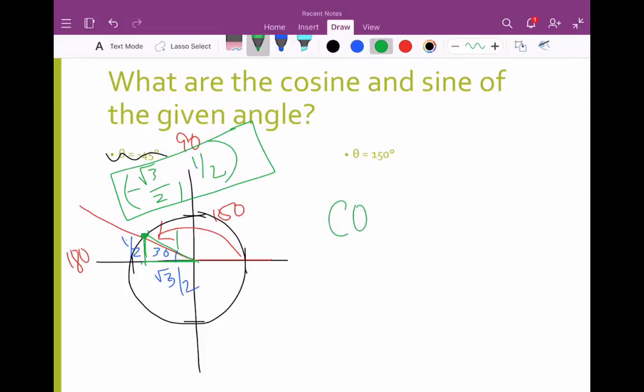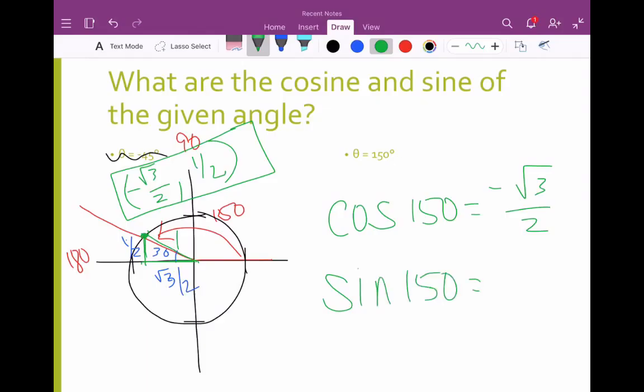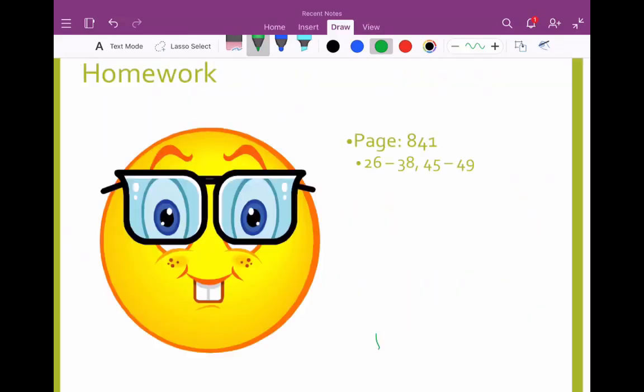So to find the cosine of 150 degrees, that's going to be the x-coordinate, so a negative square root of 3 over 2. And the sine of 150 degrees is going to be the y-coordinate, which is 1/2. That's all this lesson is: identifying the sine and cosine values using the unit circle and using the special right triangles.